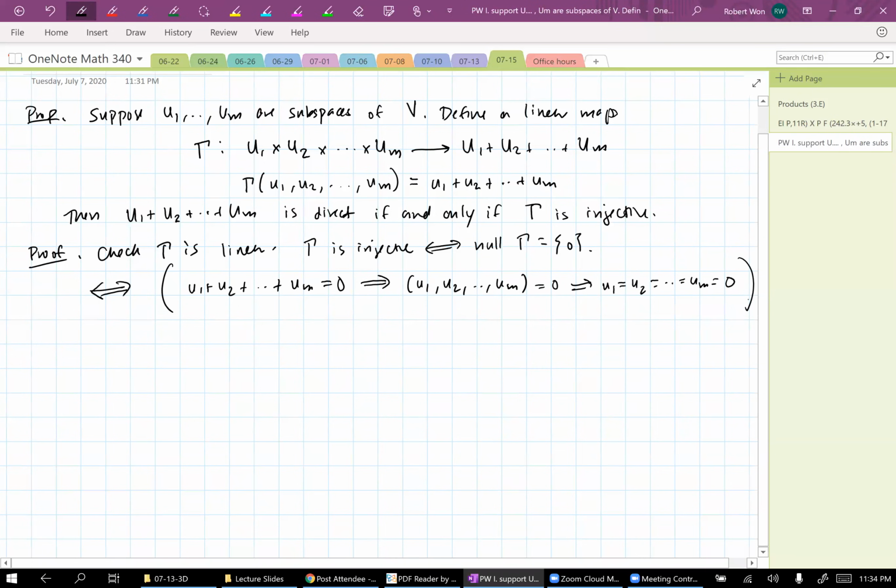Right, but this says that the only way to write 0 as a sum of something from u1 plus something from u2, etc., is to take all things to be 0. And way back when we defined the direct sum of vector spaces, we said that this condition is equivalent to the sum being a direct sum. If the only way to write 0 is 0 plus 0 plus 0 plus 0 plus 0, so this was, in the notes, Theorem 22, this is equivalent to the sum being direct. It's a direct sum.